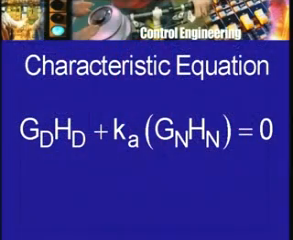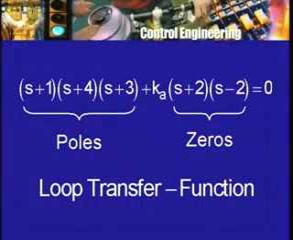There is a part GDHD which corresponds to the denominator of GH, there is a part GNHN which corresponds to the numerator of GH, and there is this multiplying coefficient Ka that multiplies the numerator part, and the sum of these two is the polynomial that we are looking at. In our case, this polynomial, the characteristic equation was s plus 2 into s plus 4 into s plus 3 plus keeping Ka and not writing 100 into s plus 2 into s minus 2, which results in a third degree polynomial, and therefore we are trying to find out its 3 roots as a function of Ka.